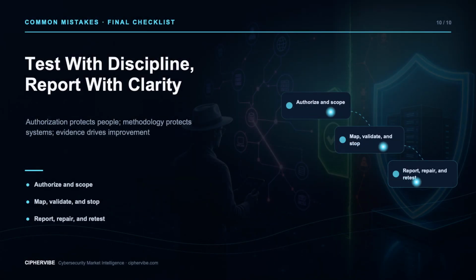Finish with a complete checklist. Get written authorization from the actual owner. Define exact scope, exclusions, test windows, allowed techniques, rate limits, emergency contacts, stop conditions, evidence handling, and cleanup. Choose black box for an outside view, gray box for efficient testing across real trust boundaries, and white box for deep assurance and design analysis.